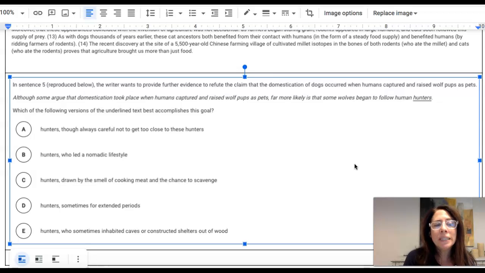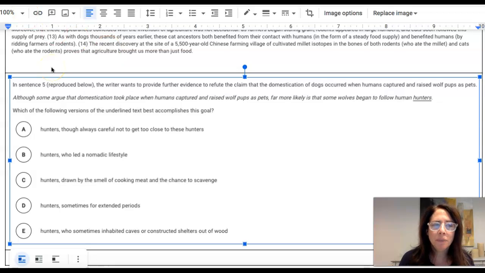So I'm going to eliminate. Remember, we're focused on eliminating, not choosing the correct one, right? You're focusing on crossing out the wrong ones or finding the wrong ones. So I'm going to cross out B and E because I want more information about the wolves.